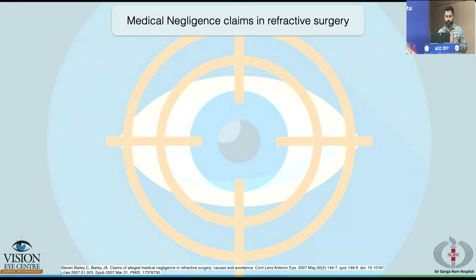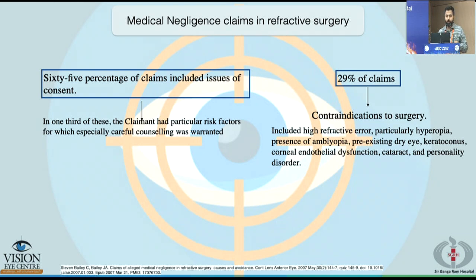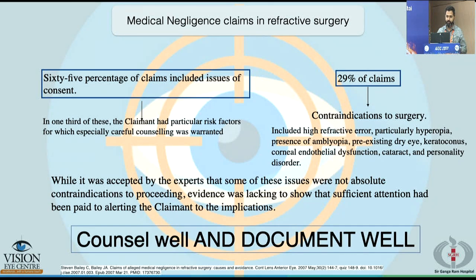But what is very well known and what has been found is that a majority of medical negligence claims that happen in refractive surgery are because of issues of consent. It was only in 29% of claims that it was because of surgery being done where it was contraindicated. And though it was documented that most of the issues were not absolute contraindications and surgeries were done, there was still not enough evidence to show that the patient had been alerted well enough that this is a gray area or a relative contraindication where the surgery is being done. So counsel well, and it is extremely important to document that well as well.